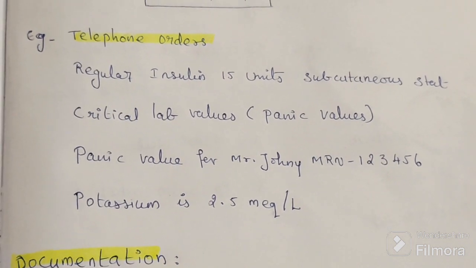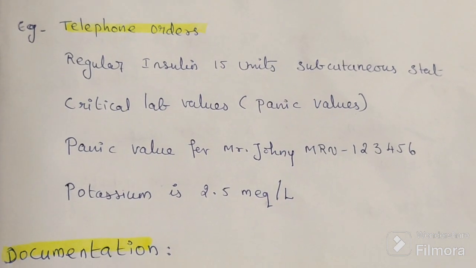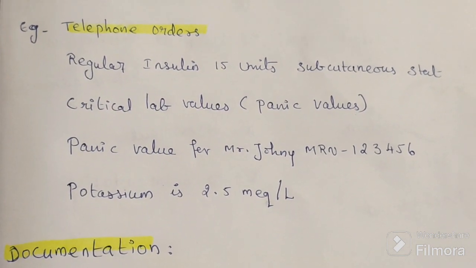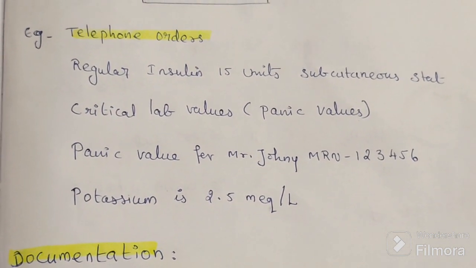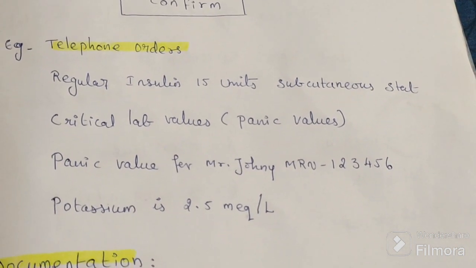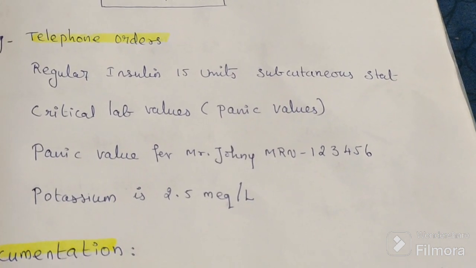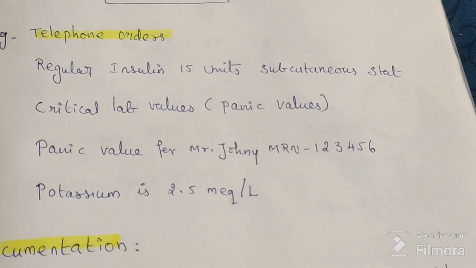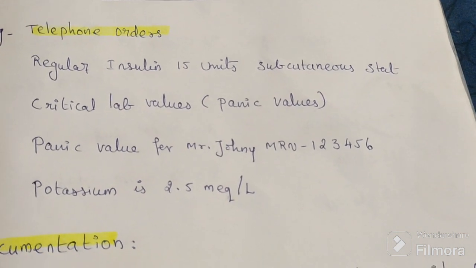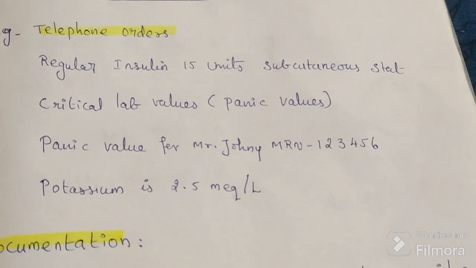Most of the time it will be informed from the lab by the lab technician. So they may inform you for Mr. Johnny, MRN 123456, potassium is 2.5 milli equivalent per liter. As per the protocol, just write down whatever you are listening to and read back.